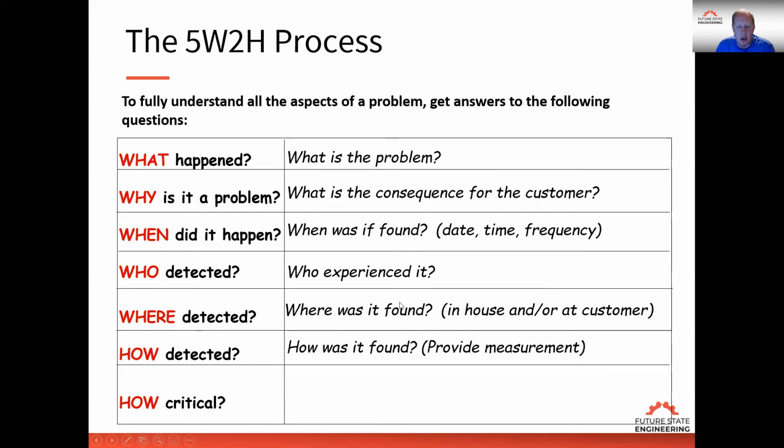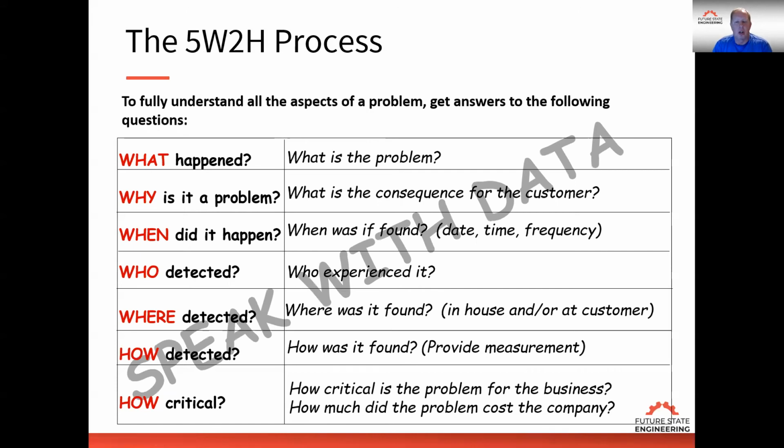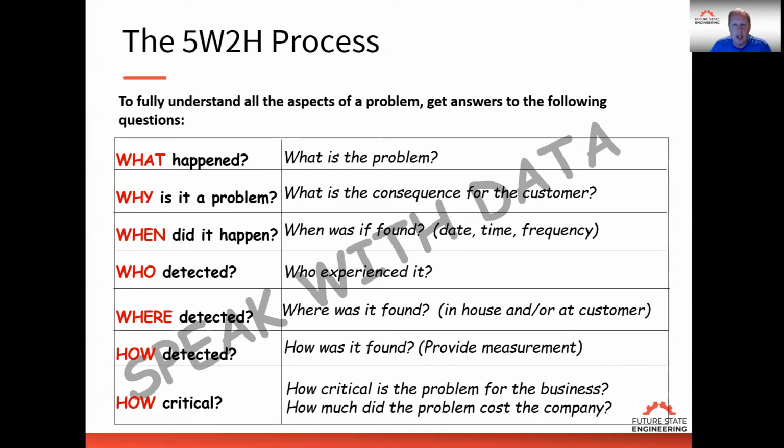How was it detected? What was the measurement that we used to define or detect the problem? And then how critical: we're looking at what is the risk for the business. I like to use the FMEA approach, where we're looking at the risk priority number and at the severity of the problem when it occurs on a scale of 1 to 10. What is the likelihood that it's going to happen? Of course it happens, so the likelihood is going to be high. And then what is the detection method? Are we able to detect it?